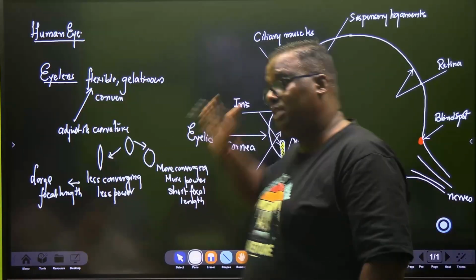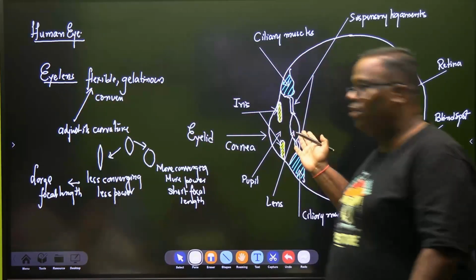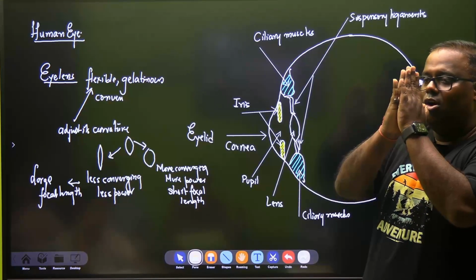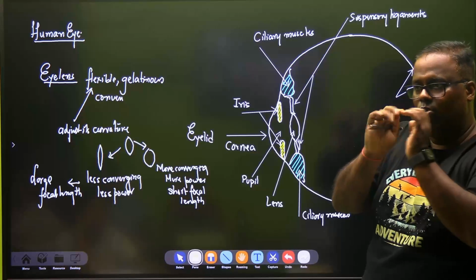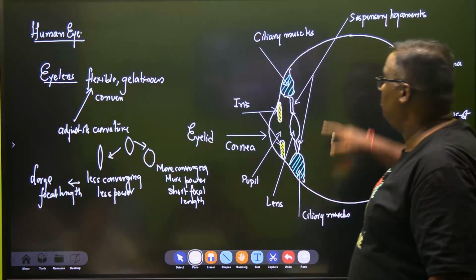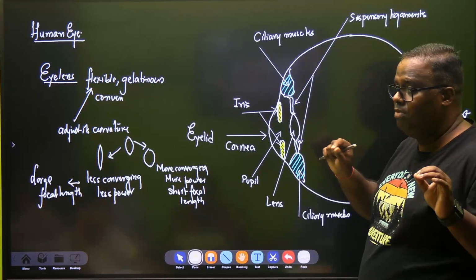Here, this thing is done by your brain. God has made it in such a manner that the eye lens can immediately become thin or become thick. What we need to understand is that this thin and thick control is actually done by the ciliary muscles. This is very important.